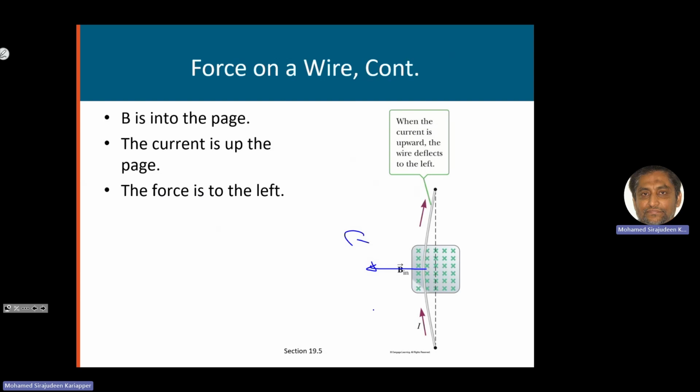Shall we get the direction by applying our right hand rule? So let's take just one electron inside. Electron is a negative charge, right? And it is having a current up, meaning electrons are moving down. You know the conventional direction of the current. Negative charge moves in a certain direction, current is in the opposite direction. So current is up means electrons are moving down, the velocity is down.